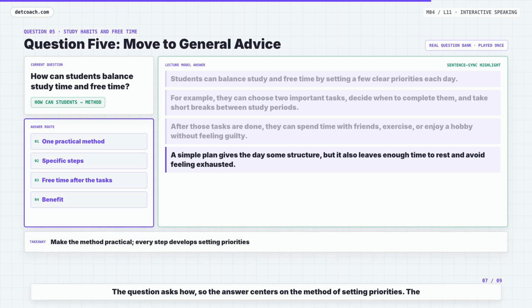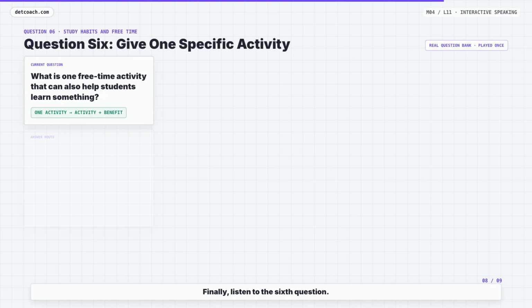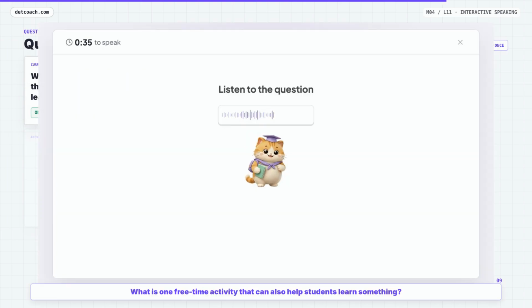The question asks how, so the answer centers on the method of setting priorities. The task schedule and suggestions for rest that follow explain how to put this method into practice. Finally, listen to the sixth question. What is one free time activity that can also help students learn something?